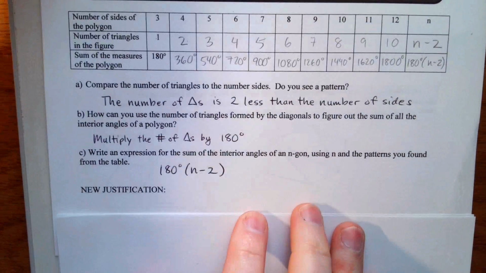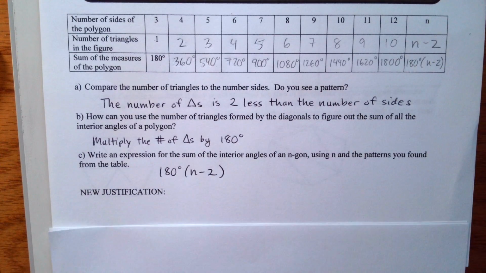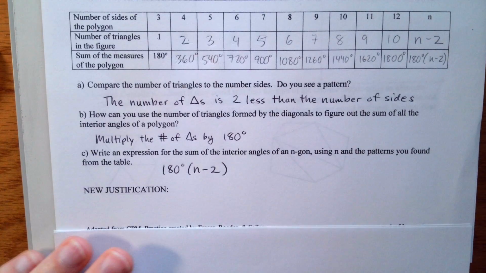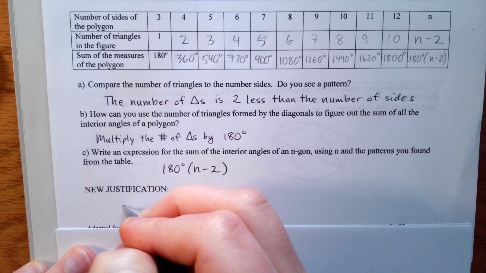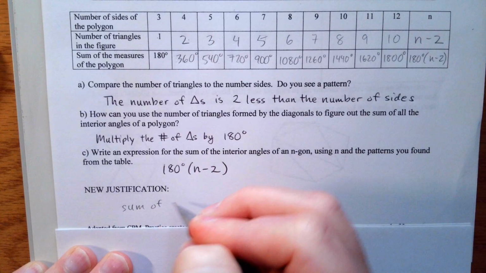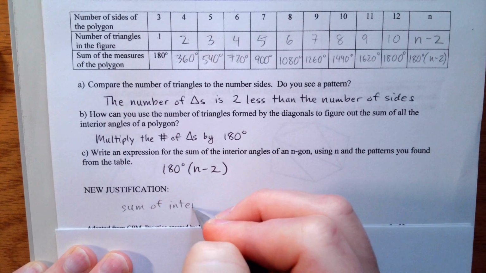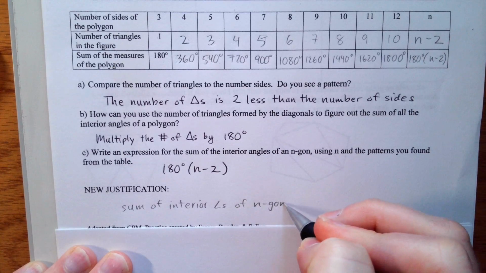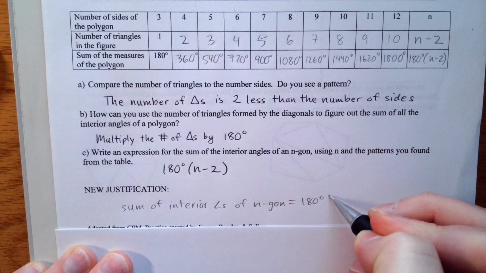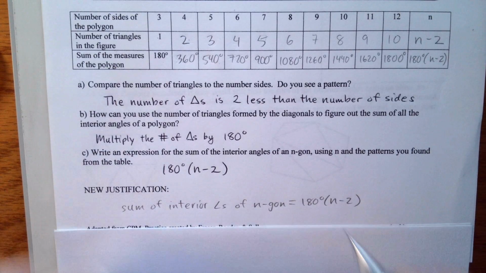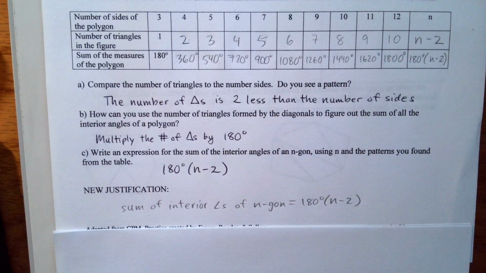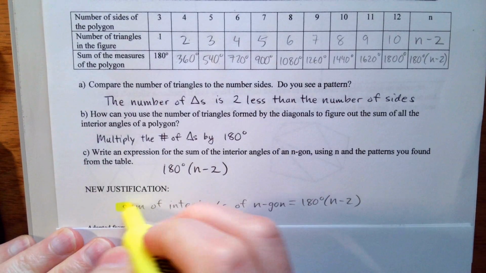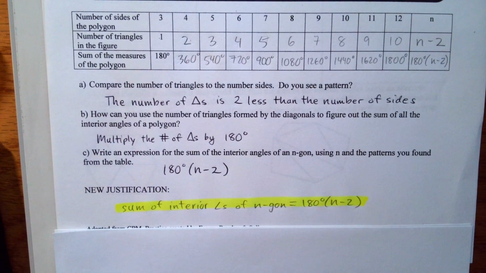So this is the justification you're going to write down every single time. Kind of a long one, but oh well, you guys can handle it. You're going to write: sum of interior angles of an n-gon is 180 degrees times n minus 2. We say n-gon just to be general for some polygon with n sides. So this is what you're going to write down every single time you solve for some part of the angles inside of a polygon.